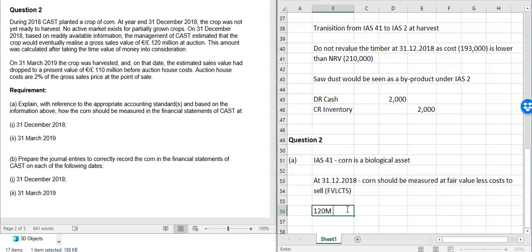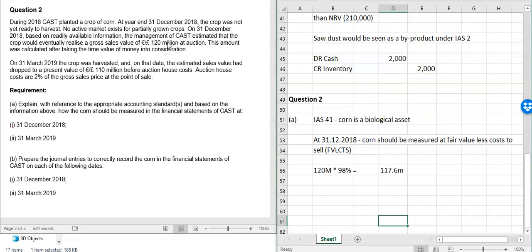It's 120 million times 98%, right? Because you have to take account of the auction fee costs as well, because they're 2%. So even if you were going to sell this, you wouldn't get the full 120. You'd only get 0.98, which is 117.6 million. That's how much you should measure it at the end of 2018. Right, so that's important. It's the fair value, which is the 120, the gross sales value, less the cost to sell, which you're told here is 2%. The fact that we're taking a percentage means that'll already account for the time value of money as well, because it's percent of a present value, which is fine.